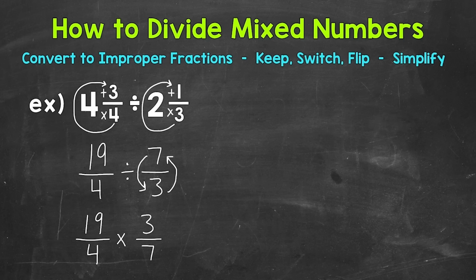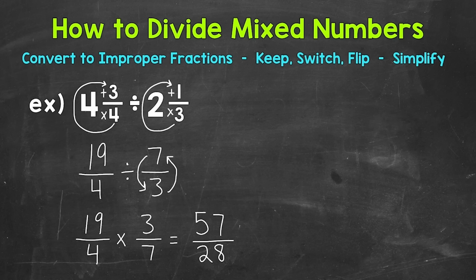So numerator times numerator, and then denominator times denominator. Let's do the numerators first. So 19 times 3, that gives us 57. And then we have 4 times 7, which is 28. Now that's our answer as an improper fraction. We're going to convert it to a mixed number.